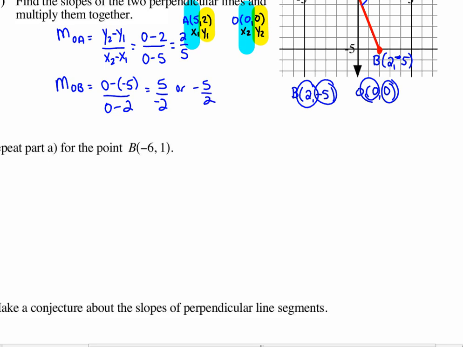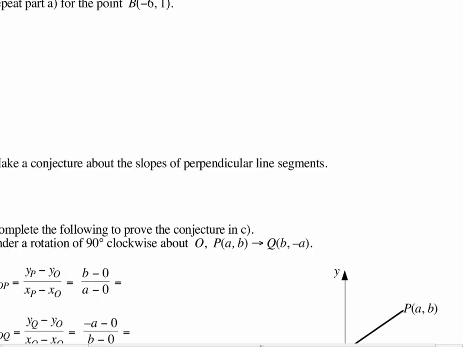What do you notice about those two slopes? The reciprocals, one more thing. One's a negative, one's a positive. So they're the opposite signs and they're reciprocals of each other. And that's going to be the case for all perpendicular lines. Always. Okay, we're going to skip that little part.